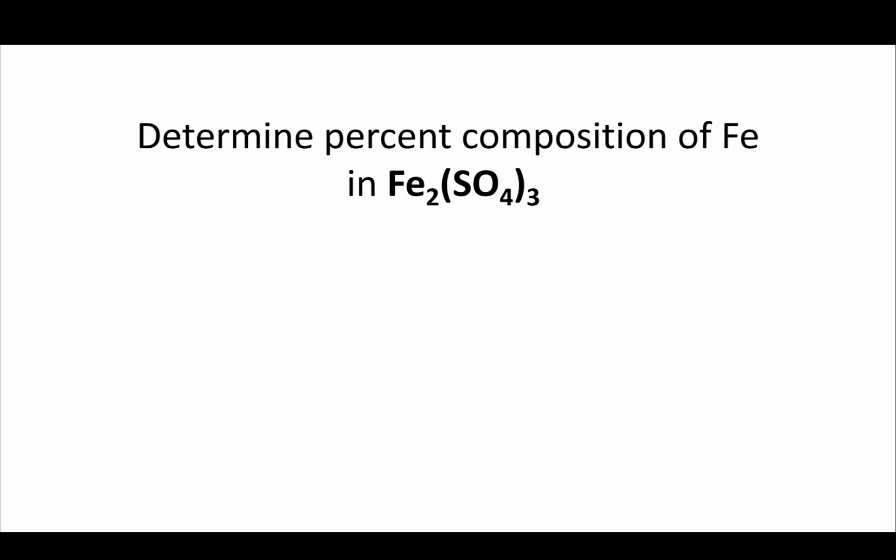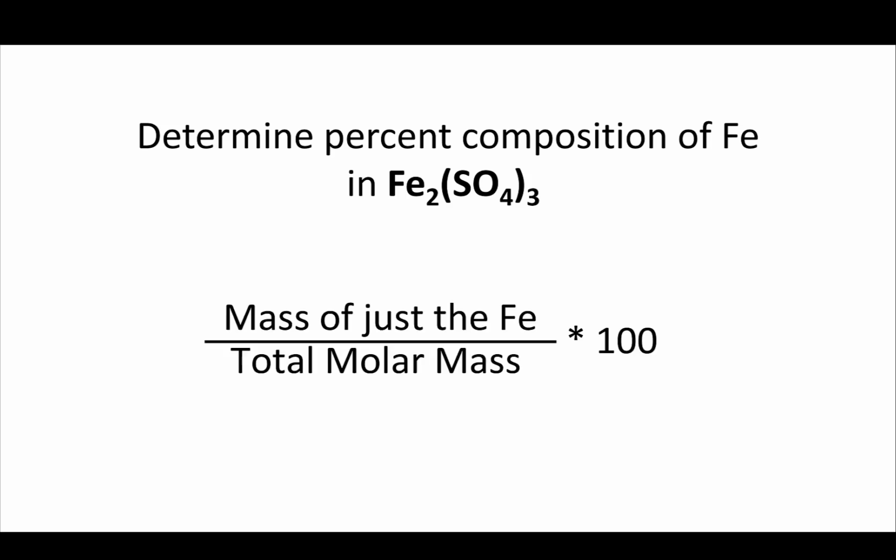So what's the percent composition of iron in Fe2(SO4)3? Now, this is the same kind of thing. What we have to do is we have to take the mass of just the iron part, divide it by the mass of the whole chemical, then multiply it by 100 to make it a percent. So we need to get the mass of just the iron part, divided by the whole chemical, times 100.